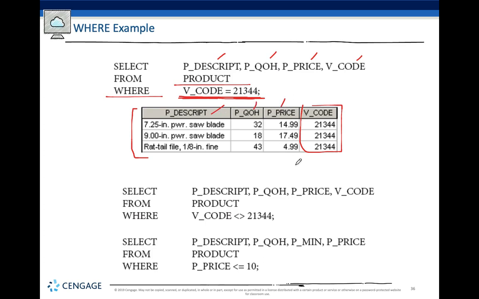Okay. Similarly, you could have all products that are not from a particular vendor. So this is the not equals operator. You can have a different criteria. For example, all products whose price is less than or equal to $10. So this is the less than or equal to 10. So less than or equal to operator, and so on. Okay.